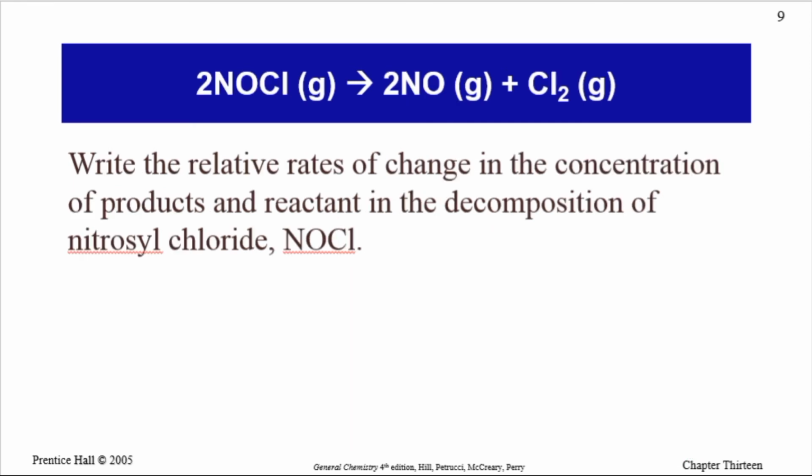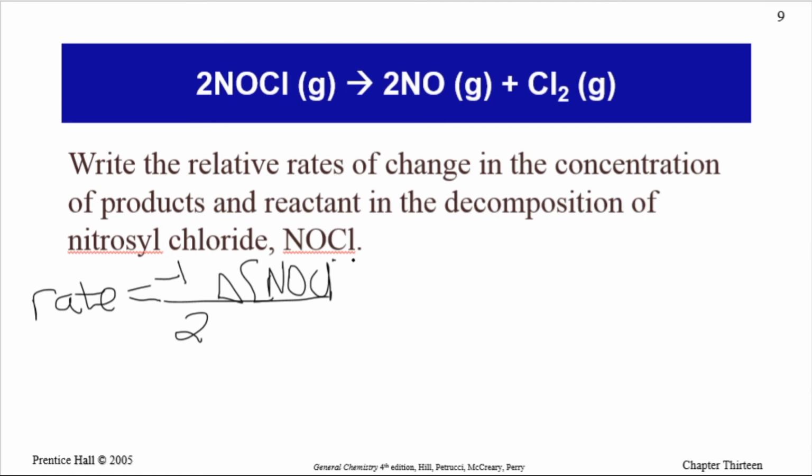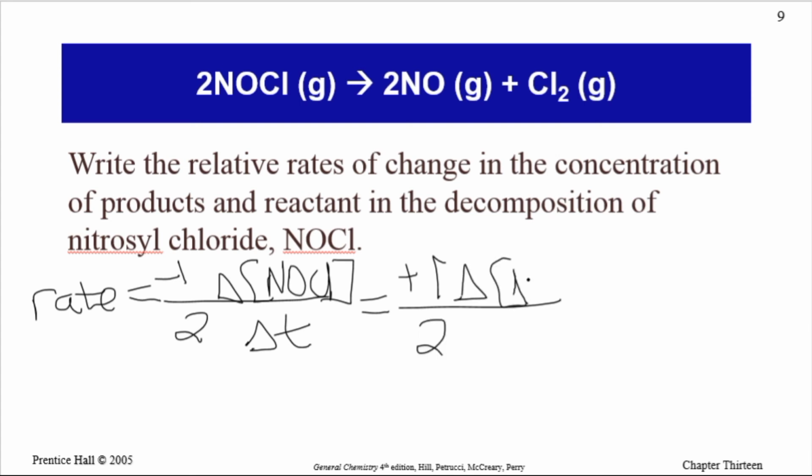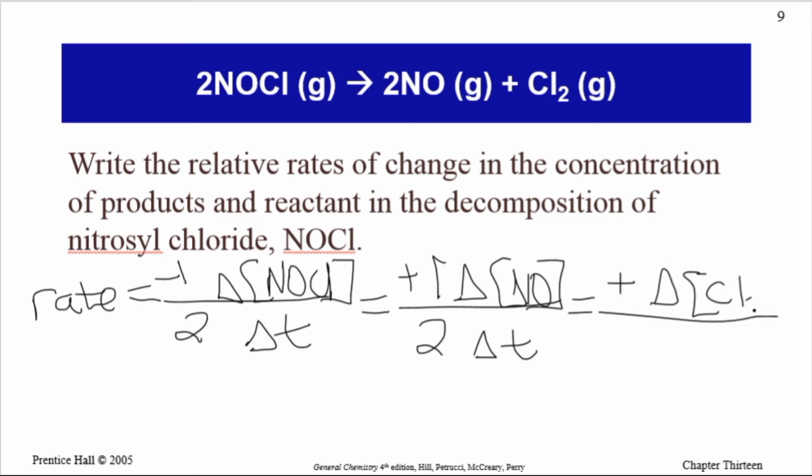Okay, let's write the relative rates of change in the concentration of products and reactants in this equation. Again, super simple, you guys. So we have the rate of the reaction is equal to -1/2 of NaCl over time. That's also equal to +1/2 of NO over time, and +1 of chlorine over time. There you go.